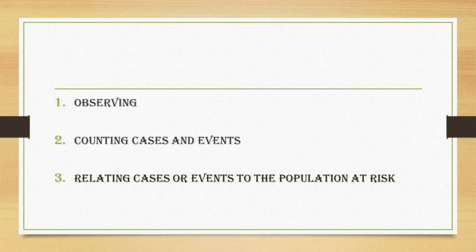Third is relating cases or events to the population at risk. Public health officials became increasingly concerned about the number of deaths attributable to coronary heart disease, which was the leading cause of death in the world population.